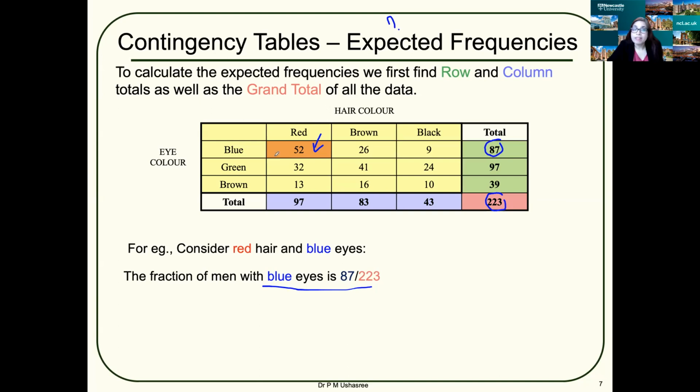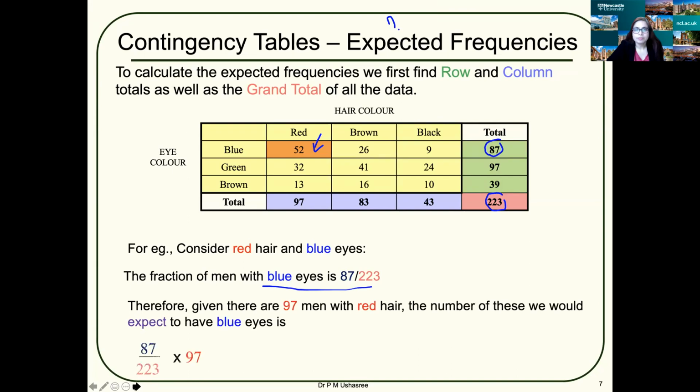Of these, how many have red hair? 97 times 87 over 223 will have red hair and blue eyes. Agreed? There are 97 men with red hair. The number of these we would expect to have blue eyes is 87 over 223 times 97, or I can rewrite it as 87 times 97 over 223.